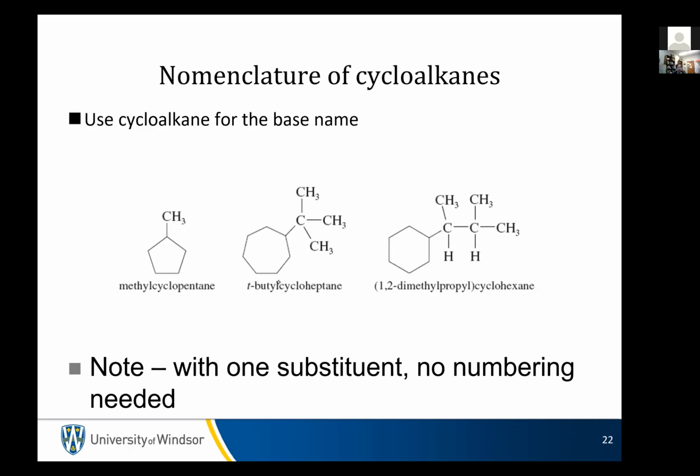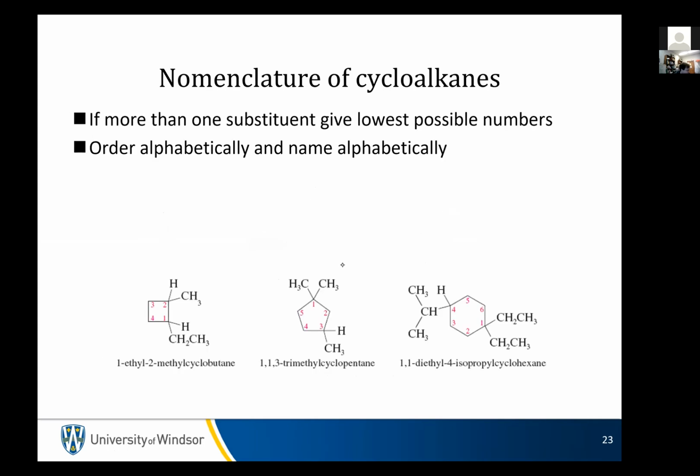Naming them, I'm sure you've named these before. Use the base name and then you add cyclo to it. So this is a cyclopentane, this is a cycloheptane, this is a cyclohexane. And if there's only one substituent on it, you don't need any numbering because, of course, your one position is the place where the substituent is. If you do have multiple substituents, you do need numbering. So when you're going through this, you want to give yourself the lowest possible numbers. And then, again, just like everything else, order and name alphabetically.